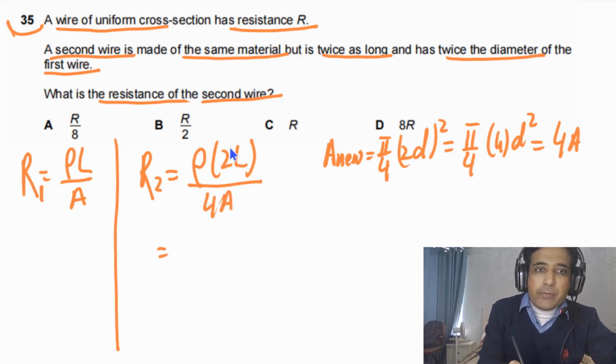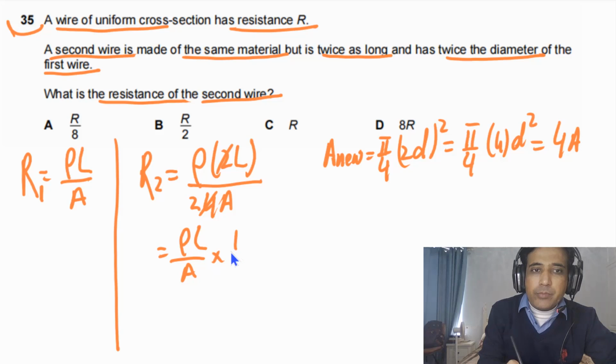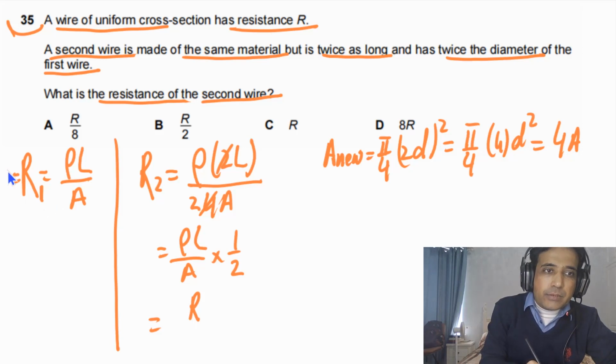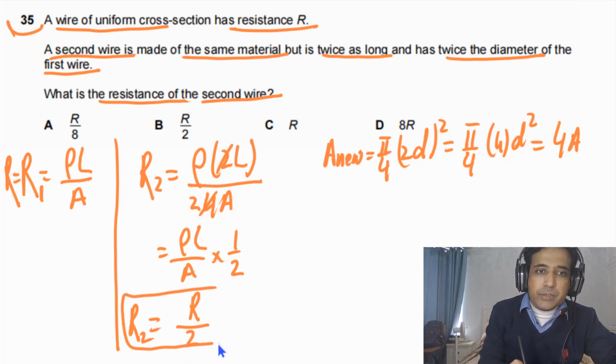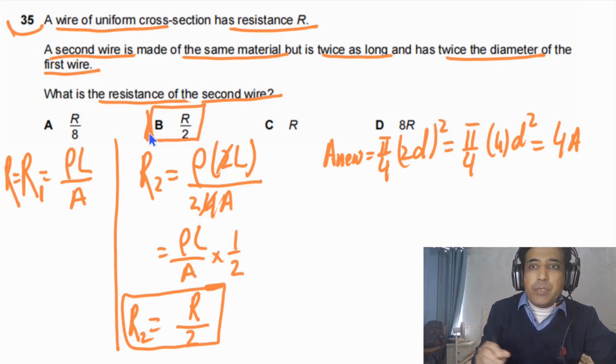Now if we simplify, we can cancel this 2 here with 2. So we will get rho L divided by A multiplied by 1 by 2. And rho L by A is equal to R. So it is R divided by 2. So the new value of resistance is half of the previous value. So the answer for this question is B.